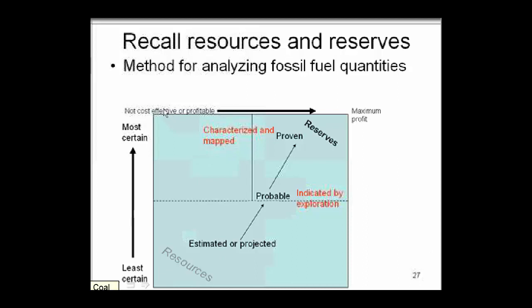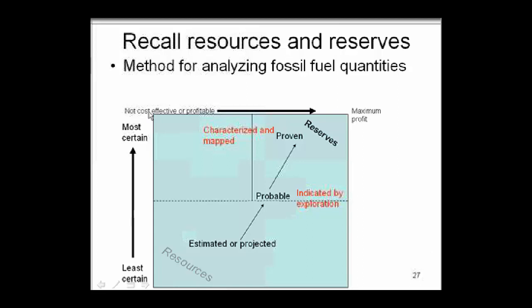Another thing that's important to understand is that resources may not, and oftentimes aren't, cost-effective or profitable, especially if you have to go in and drill several wells or many wells at hundreds of thousands to millions of dollars per well to try and search for and identify the extent of an oil field or a reservoir.